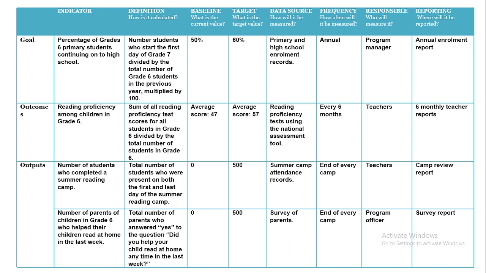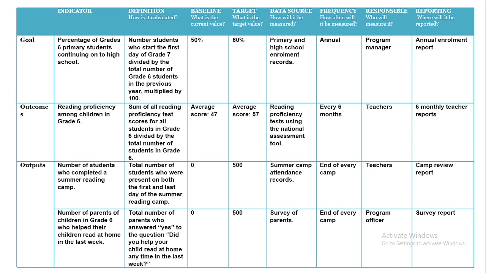Yeah, targets and baselines have to be very realistic, also based on what others have achieved. So you have to set them realistically so that you're able to achieve that target, and also understand that this is where the project is starting from. Here they're giving their average score of 47, that's where they're starting from, and the target is 57, still a 10% increment. The data source is the reading proficiency tests using the National Assessment Tool, and this will be done every 6 months.